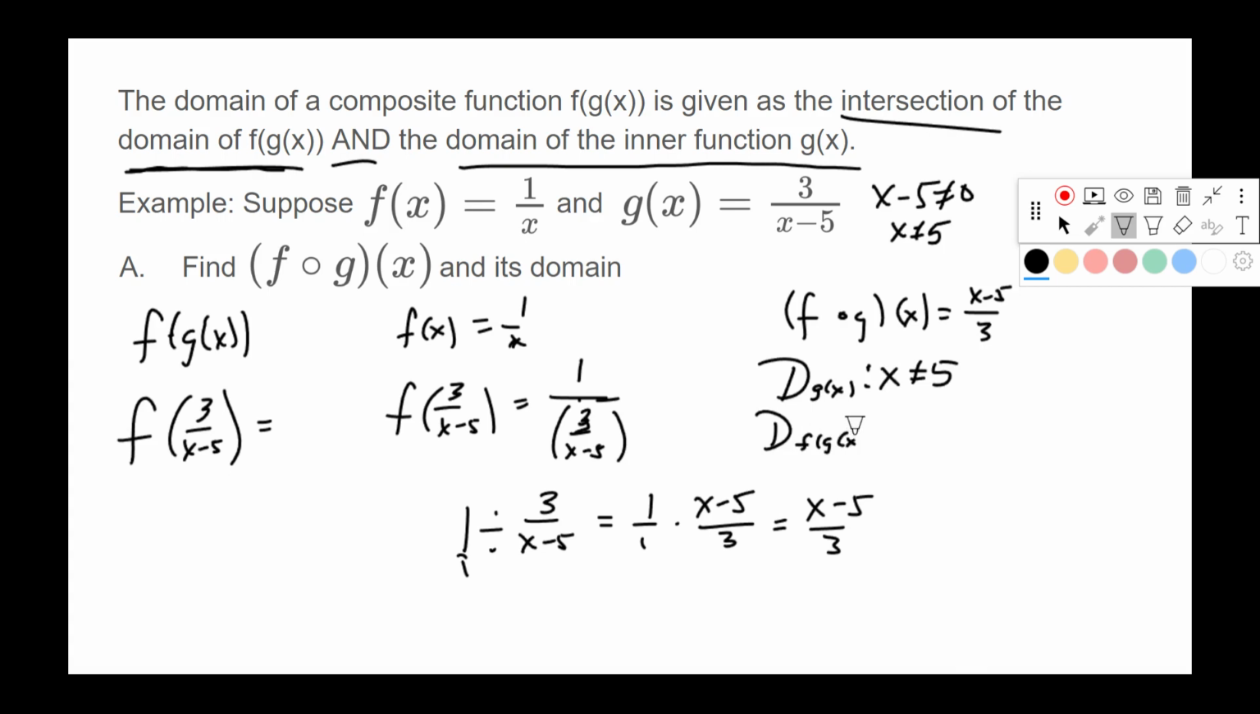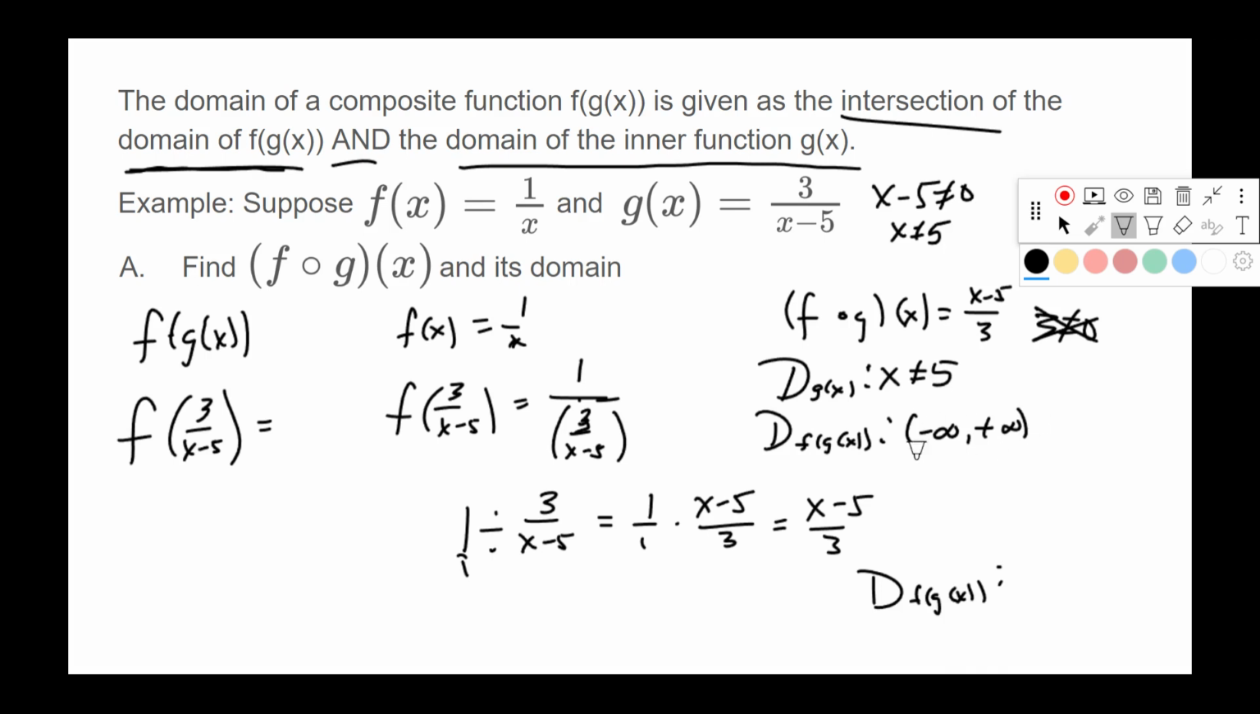And then for f of g of x, the denominator can't be 0. Well, 3, that's never 0. So there's no value of x that'll make that work. So the domain for f of g is everything. Anything can be plugged in for x because x is only in the numerator. So the domain of the composite, the final domain of the composite, is the combination of the two.